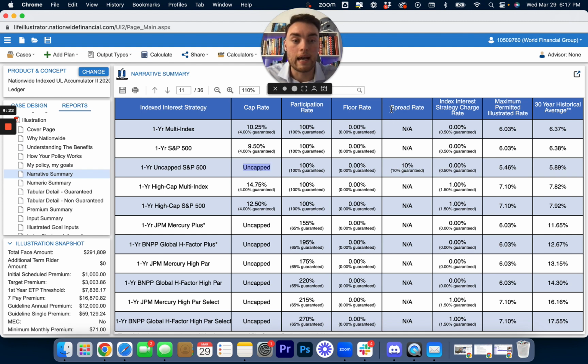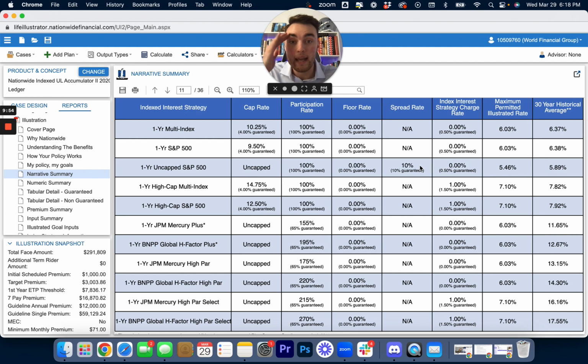Because look, now we're looking at the spread rate column. This spread rate, look at this. It's a 10% spread rate. You know what that means? The spread rate means, for this specific index strategy, you don't earn any interest unless the index is performing better than 10%. Basically, from 0 to 10, you earn nothing. It's just the insurance company earning that. Then anything above 10% is what you earn.